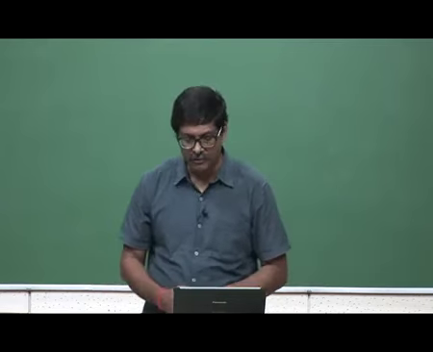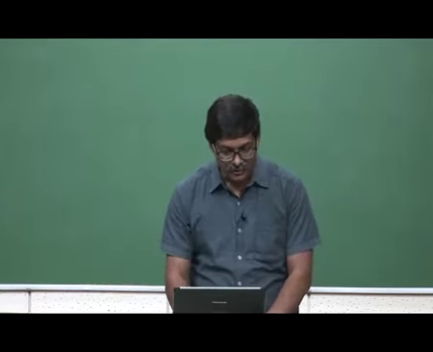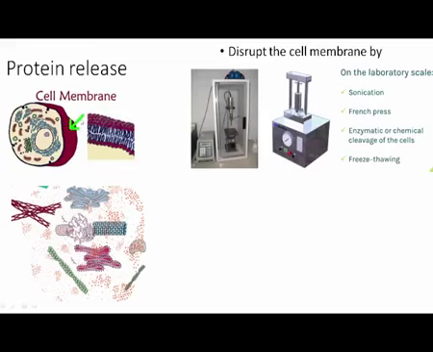Then you have enzymatic or chemical cleavage of the cell. As you see, these components of the cell membrane are also made up of lipids and some other proteins. So, you can have some enzymes which break these lipids and proteins. Those are the enzymatic and chemical cleavage. Those will break up, and the components of the cell can come out.